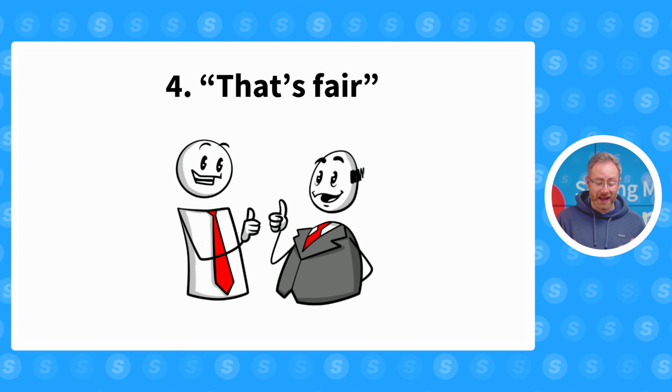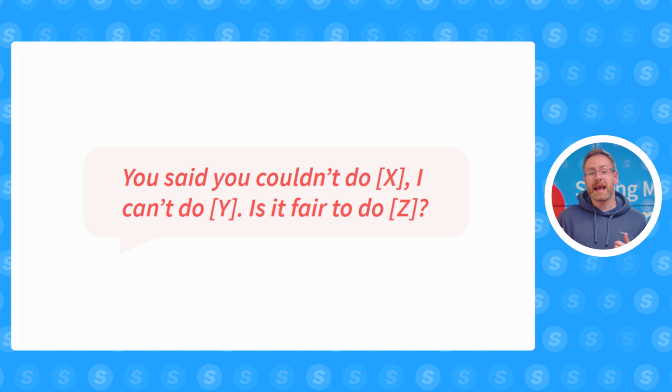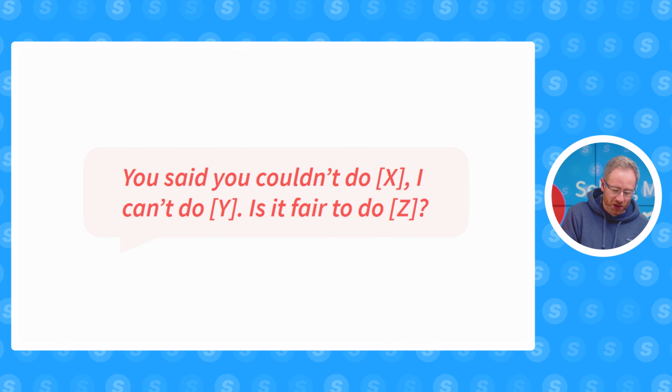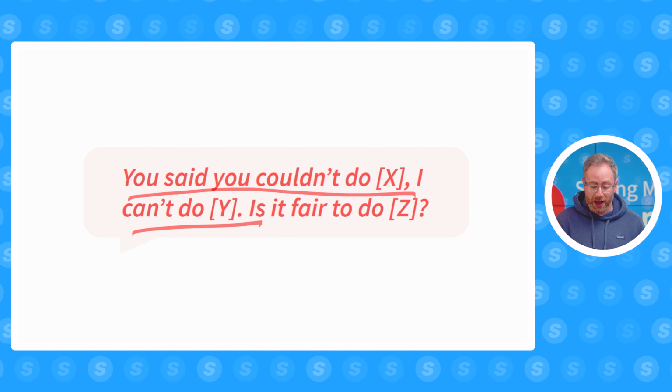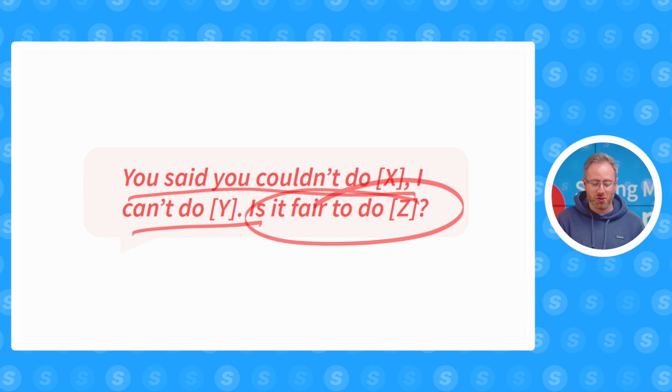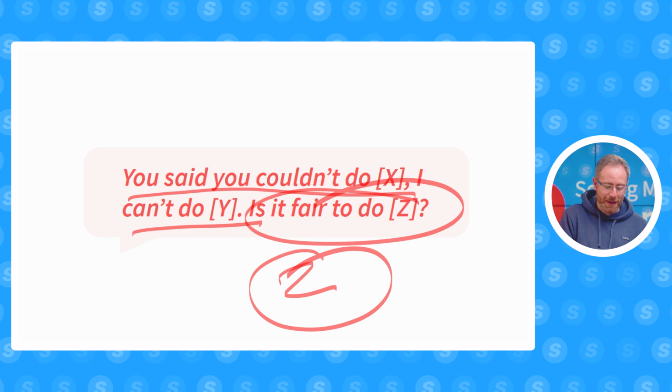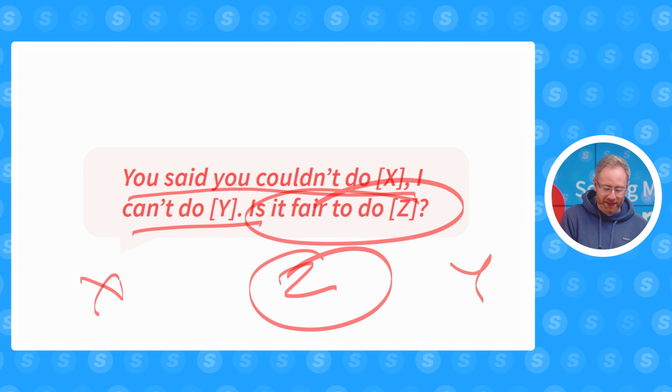So step number 4 is getting to the point where everyone agrees that that is fair. And we get there by asking the buyer the question, hey, so you said we couldn't do X, and I, from my side, can't do Y. Is it fair to do Z? And Z is in between X and Y. This is your compromise. And again, something subtle here.